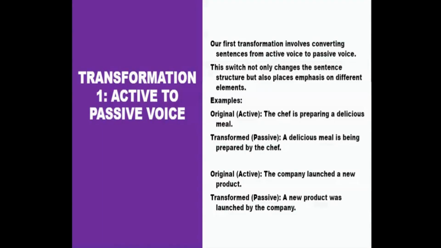So when we have a passive voice, we discover that the action is now highlighted rather than the performer of the action. A new product was launched by the company. Okay.